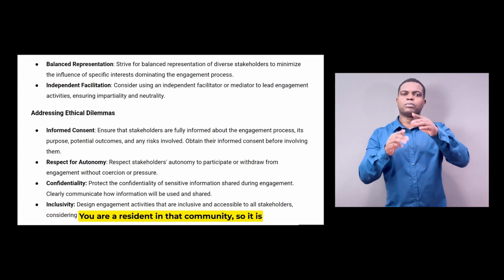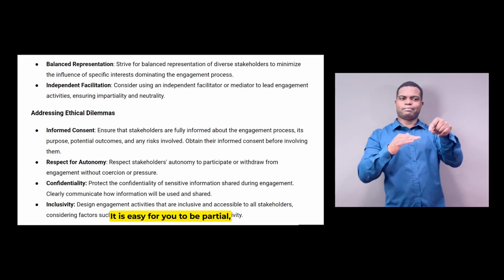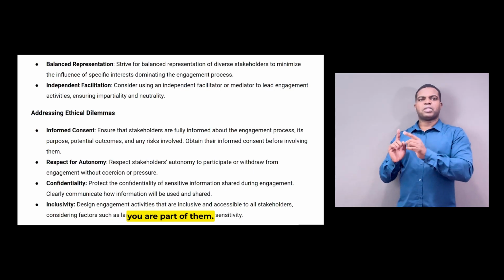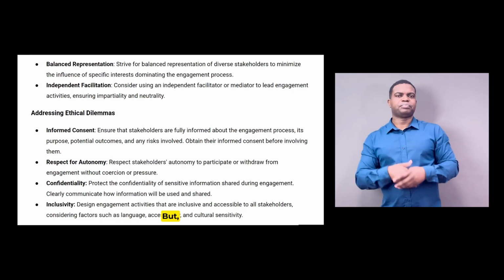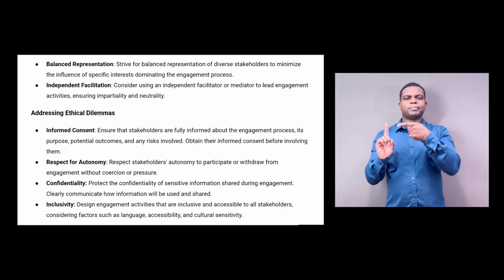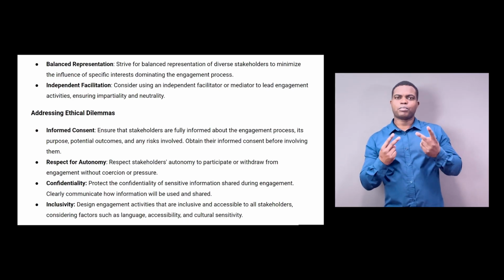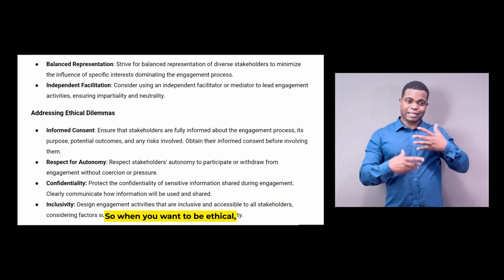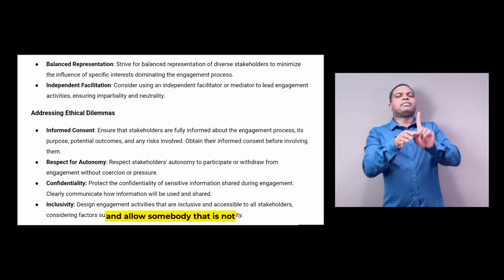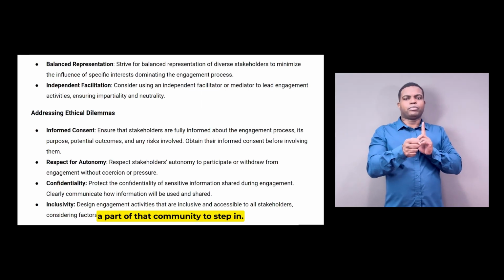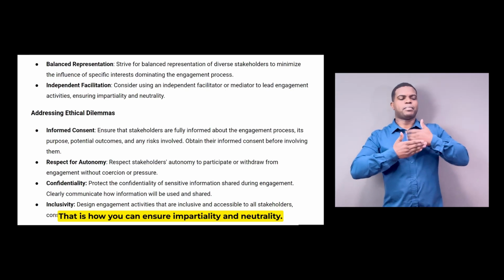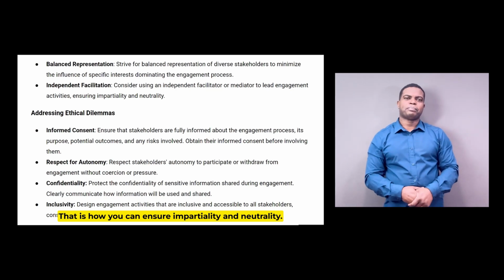So it is easy for you to be partial because you know people in that community. You are part of them. But you need to consider being ethical. So when you want to be ethical, you need to step back and allow somebody that is not a part of that community to step in. That is how you can ensure impartiality and neutrality.